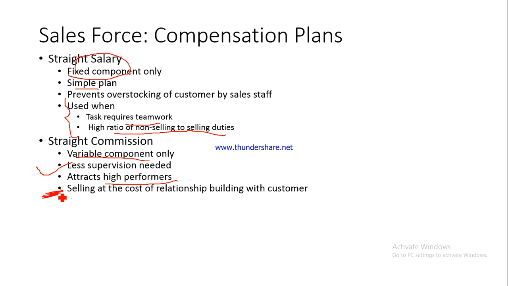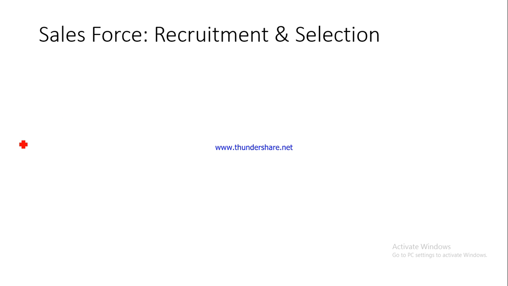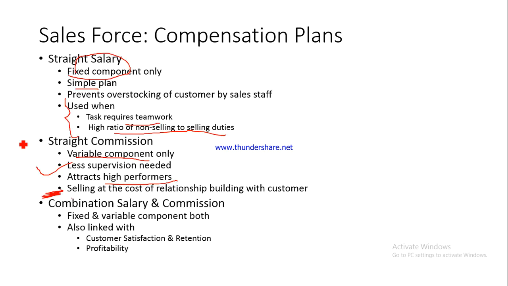So if you are focusing on customer satisfaction and you go for straight commission, you'll have to be very, very cautious. You can probably go for straight salary. That would be a better option for you, right? Now we have a mix of the two, straight salary and straight commission, which is known as the combination salary and commission plan, which means there would be both a fixed component and a variable component, right?